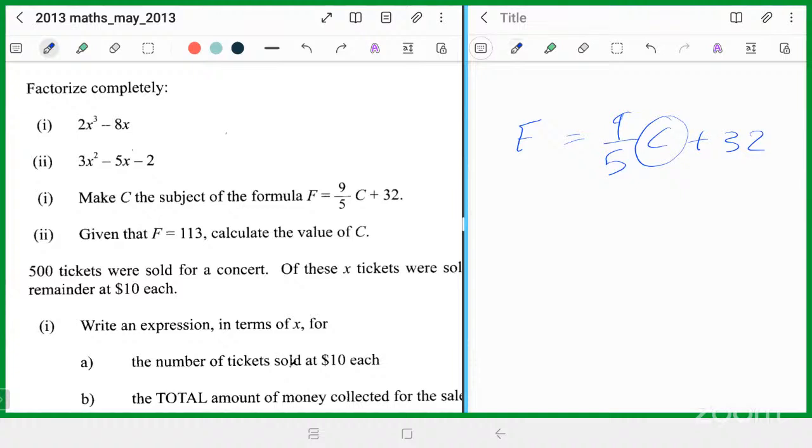I'm looking away from C, I want to make it the subject. Because minus 32 equals 9 over 5 C. Then this 5, I'm going to take it and multiply it up here. I'm going to multiply the entire side by the 5.